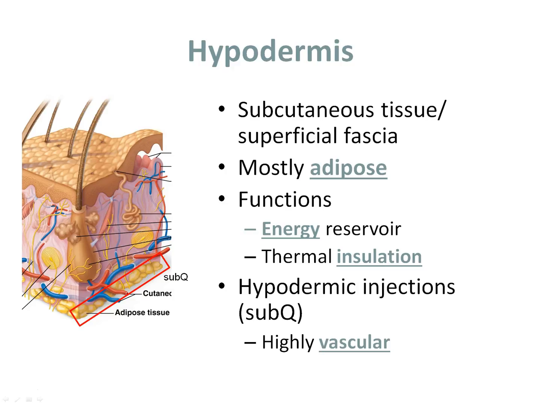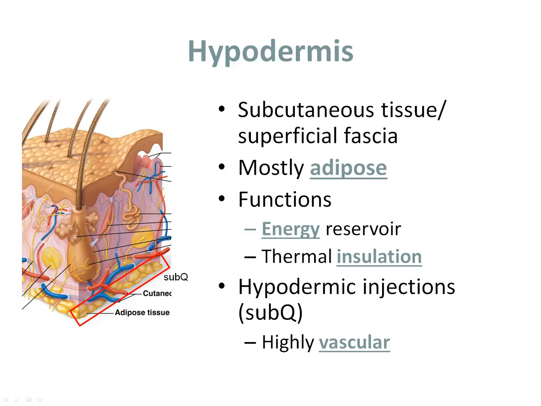And finally, the hypodermis is a handy spot to inject things. So oftentimes we'll have a subcutaneous or hypodermic injection. The reason we inject things here is because it is highly vascular, and the blood vessels pick up that substance that we've injected and quickly take it to the whole body.